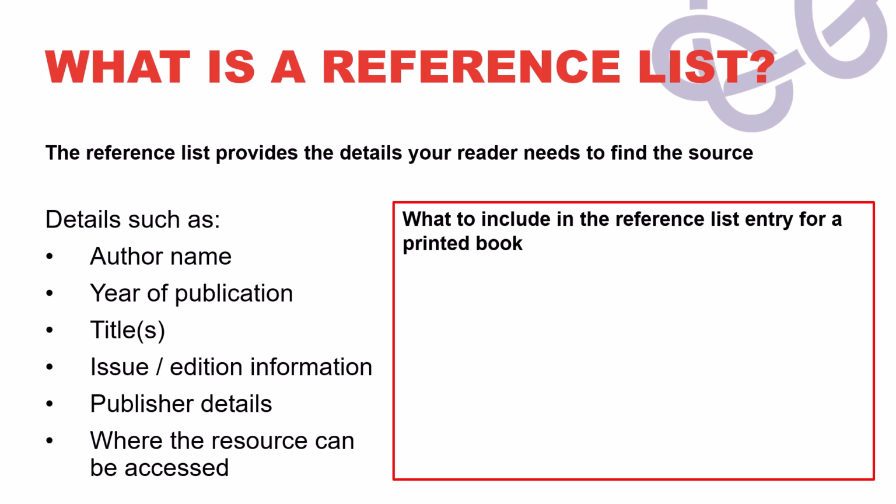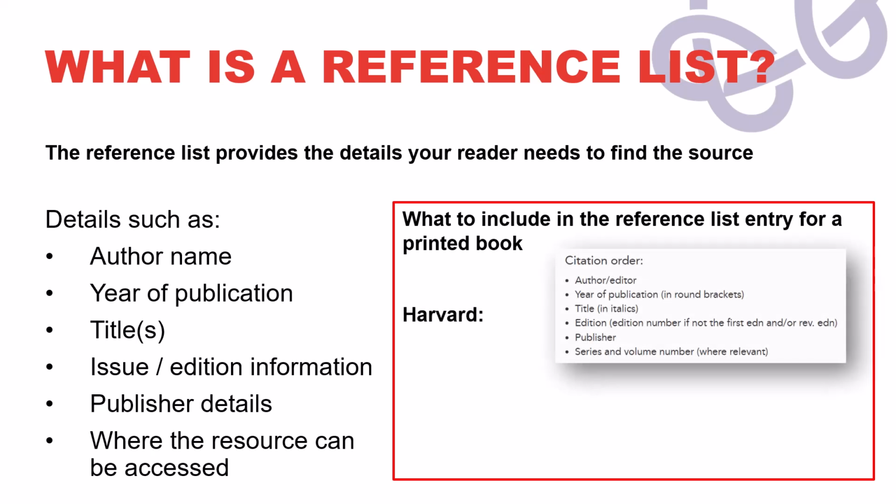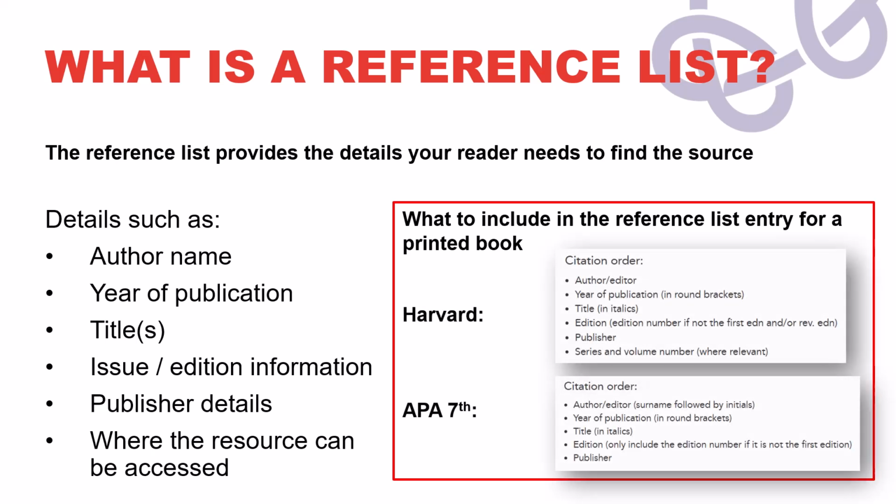For example, these are some examples of what you would need to include for a printed book in Harvard and in APA 7th. These lists are screenshots from Cite Them Right online, which has this handy little checklist so you can make sure you've got the right information you need. We can see that both styles require very similar information: the author or editor, the year of publication, the title, the edition, and the publisher.